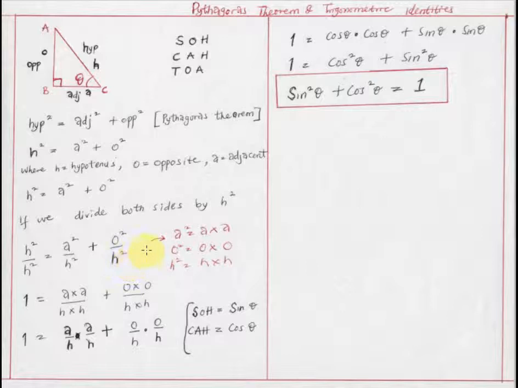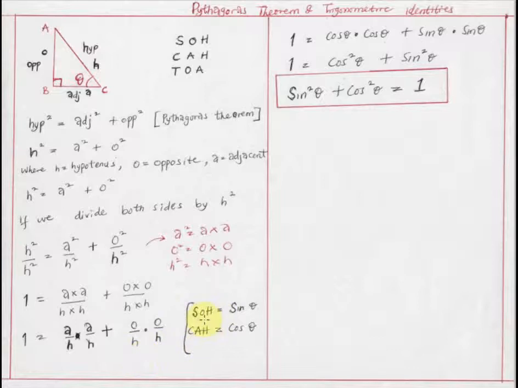Now note that A squared is equal to A times A, and O squared is equal to O times O, and H squared is equal to H times H. So H squared cancels H squared, you have 1, and A times A over H times H for A squared over H squared, and O times O over H times H for O squared over H squared. So now if we go ahead and separate this out, we have A over H multiplied by A over H plus O over H multiplied by O over H equals 1.